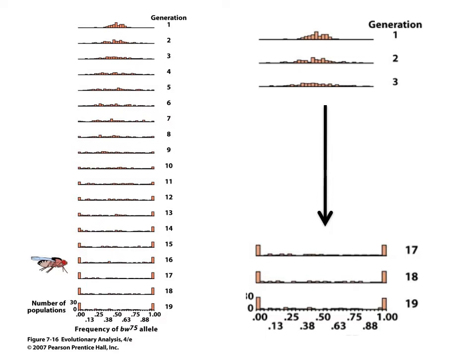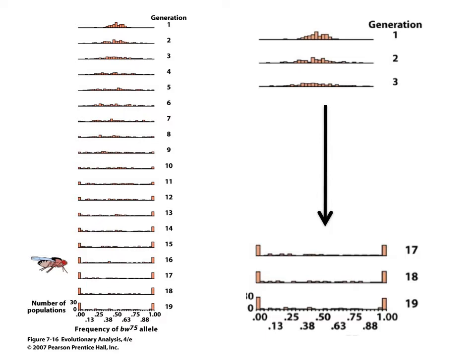Then as we look at the second generation and the third generation and the fourth generation, we see that the frequency of that allele is moving. They're sort of spreading out from that 0.05. And then by, it looks like the fifth generation maybe, there's a population that becomes fixed for the BW75 allele. Then by the 10th generation, or even before that, the 8th generation, you begin to see that there are populations that are becoming fixed at 0%, populations that are becoming fixed at 100%.